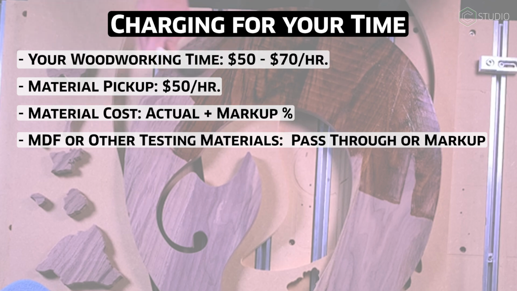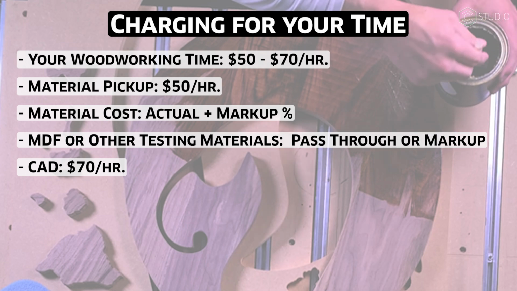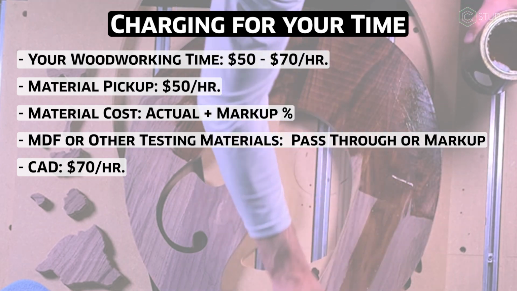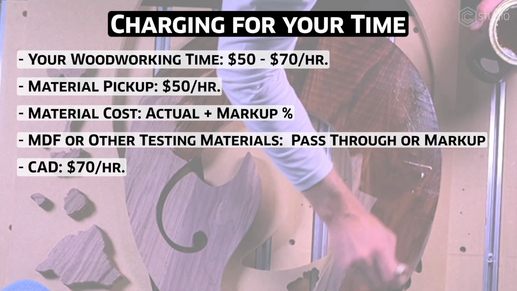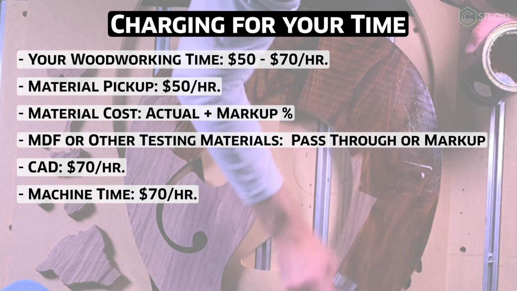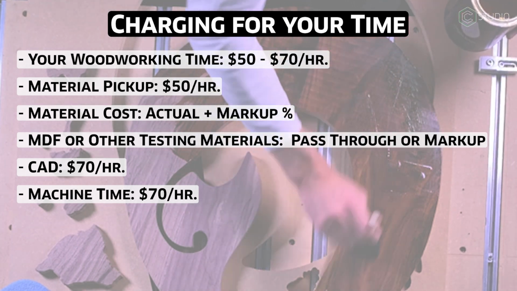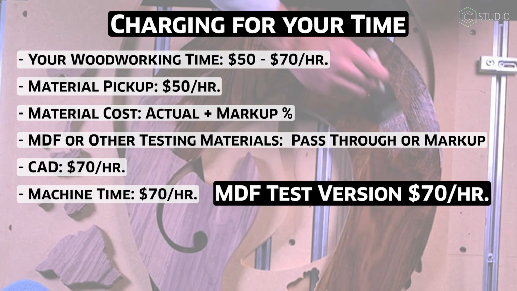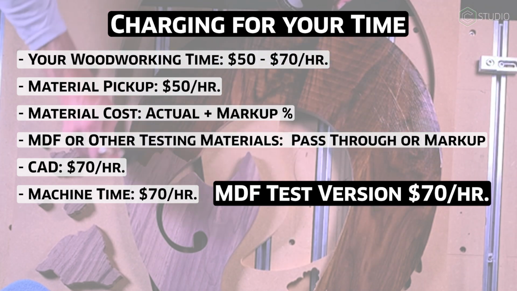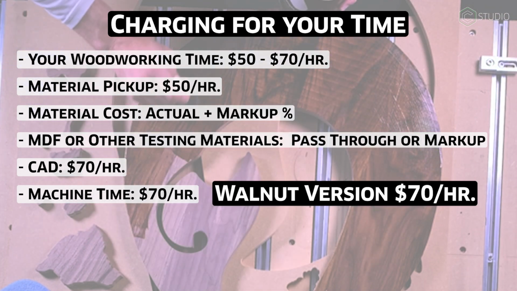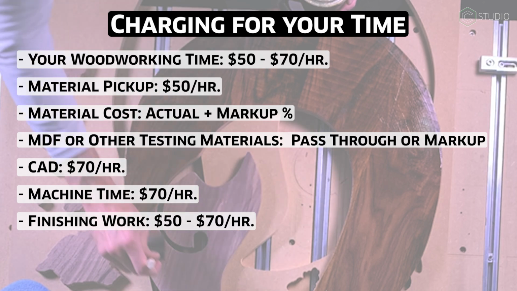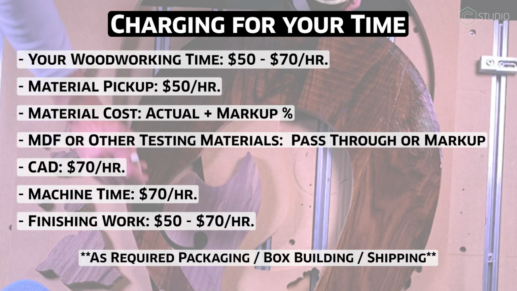MDF for testing, this could be passed through at cost or marked up, your choice. CAD time, $70 an hour. That's a learned skill you've got there. Woodworking to create the panel, again more expertise, $50 an hour. Machine time, minimum $50 an hour, more like $70. You're using up tools. So that's flattening, $70 an hour. Machining of the MDF version, $70 an hour. Machining of the walnut version, $70 an hour. Finishing work, $50 to $70 an hour or more.